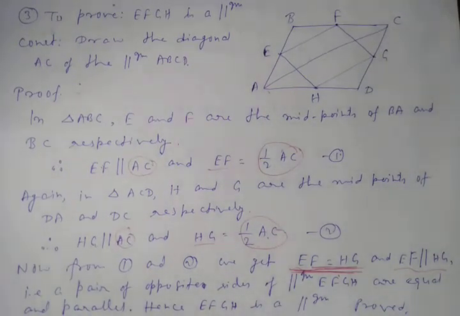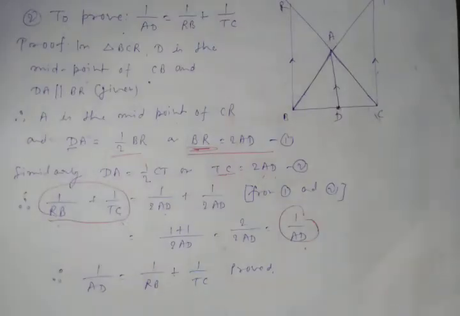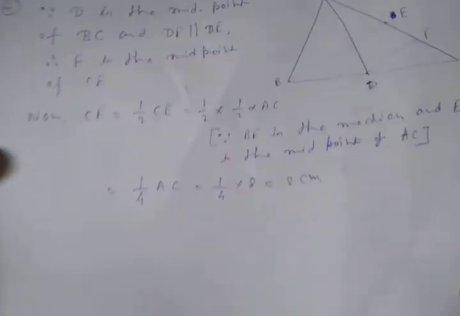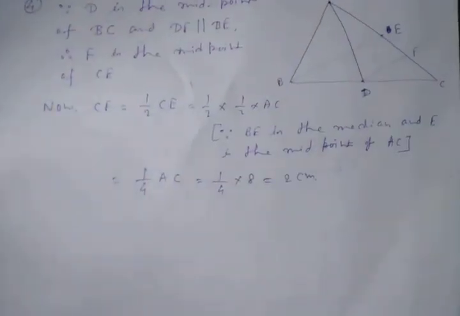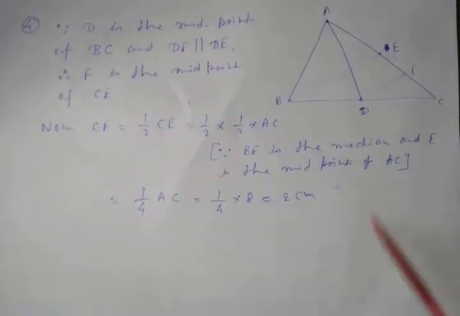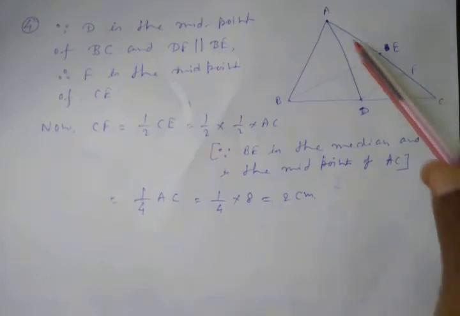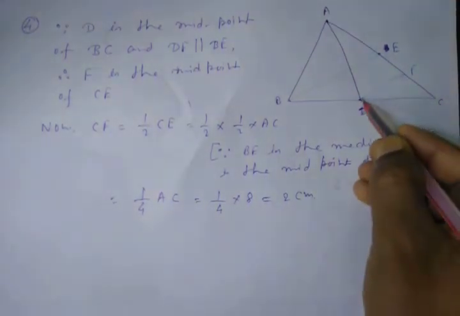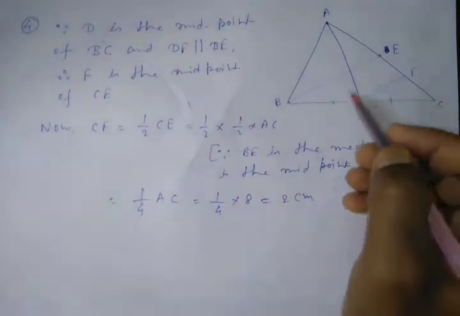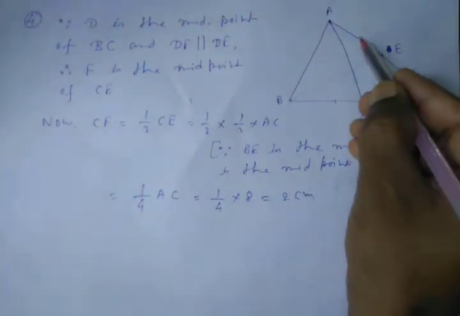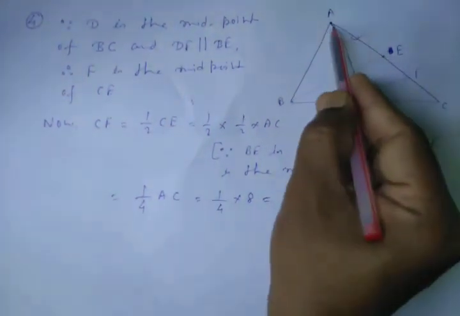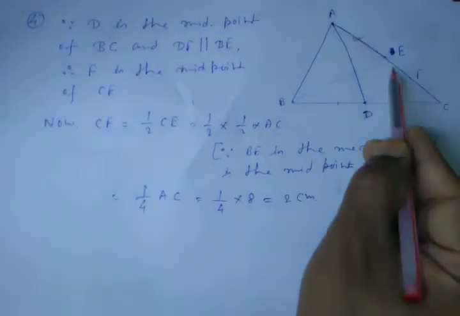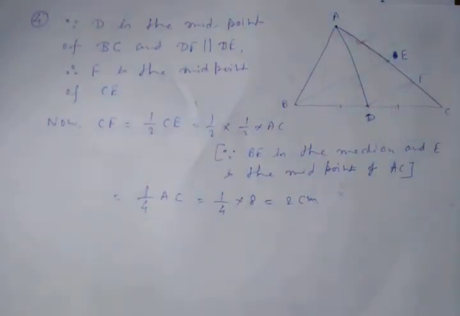Question number 4. In this question number 4, we have to find a value. You can see we are given a triangle ABC, and in this triangle AD is the median. So median means that BD and DC will be equal, and BE is also another median. That is, you have AE equal to EC also. And also DF is parallel to BC.